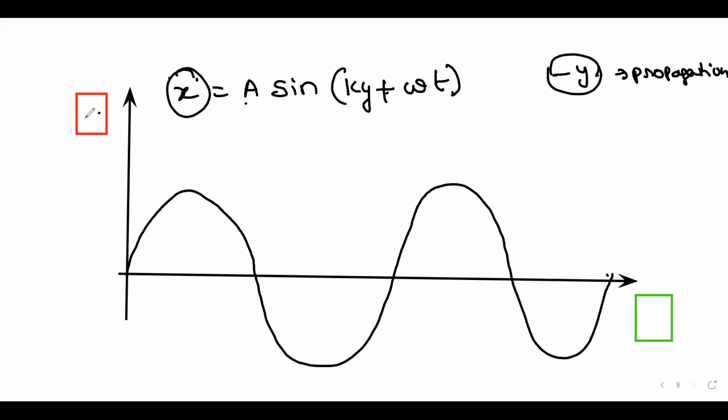Now in red color box, what do I have to write? X axis. Yes, very good. In green color box, negative Y, and the wave is propagating in this direction, right? Y direction. Very good. See, this is the information related to wave which we need now.